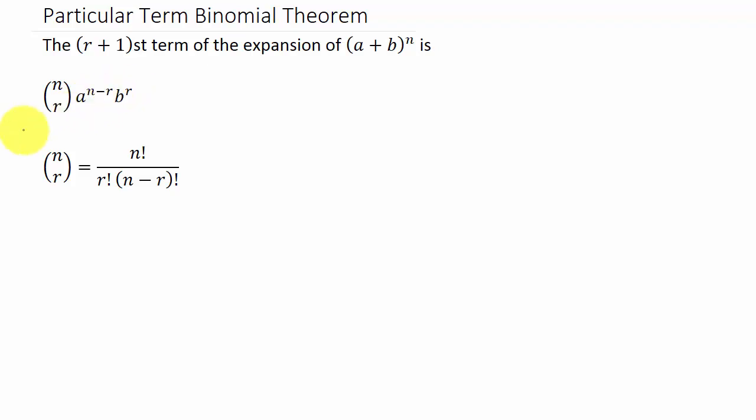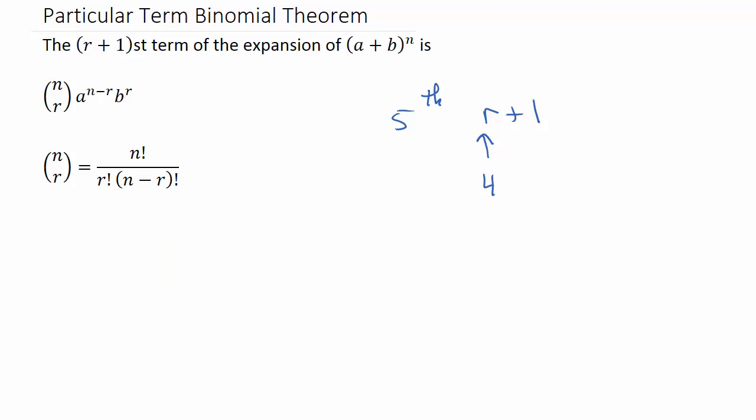Okay, so you've got to pay real close attention here, because if they ask you to find, say, the fifth term, remember, for the fifth term, the 5 is r plus 1. So what would r be? r would be 4, and so we would plug 4 into our formula here. That's where you've got to pay close attention.